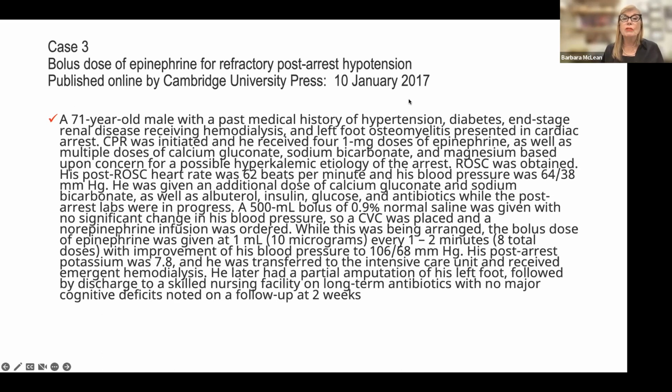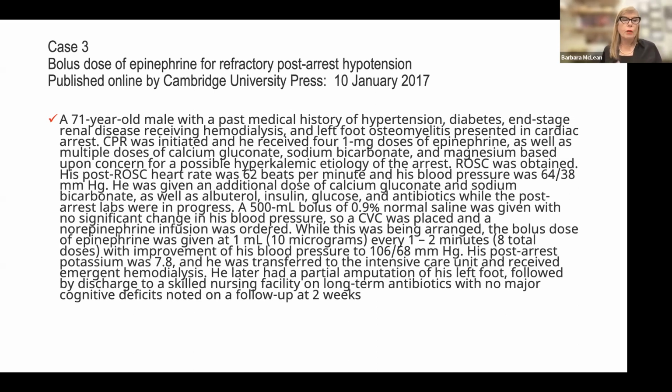So look at the difference, right? Cardiac arrest epinephrine is 1 milligram. Bolus dose vasopressor is 10 micrograms every 1 or 2 minutes. So he got a total of 8 doses, so 80 micrograms. And that helped to improve his blood pressure to 106/68. Now, that's a good choice for him because his heart rate is low.